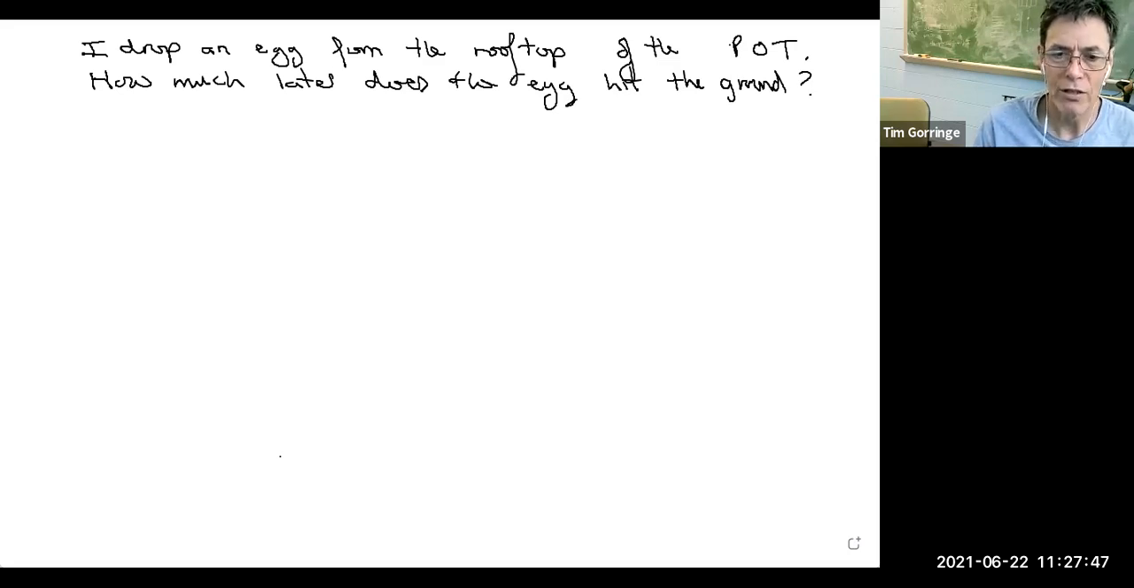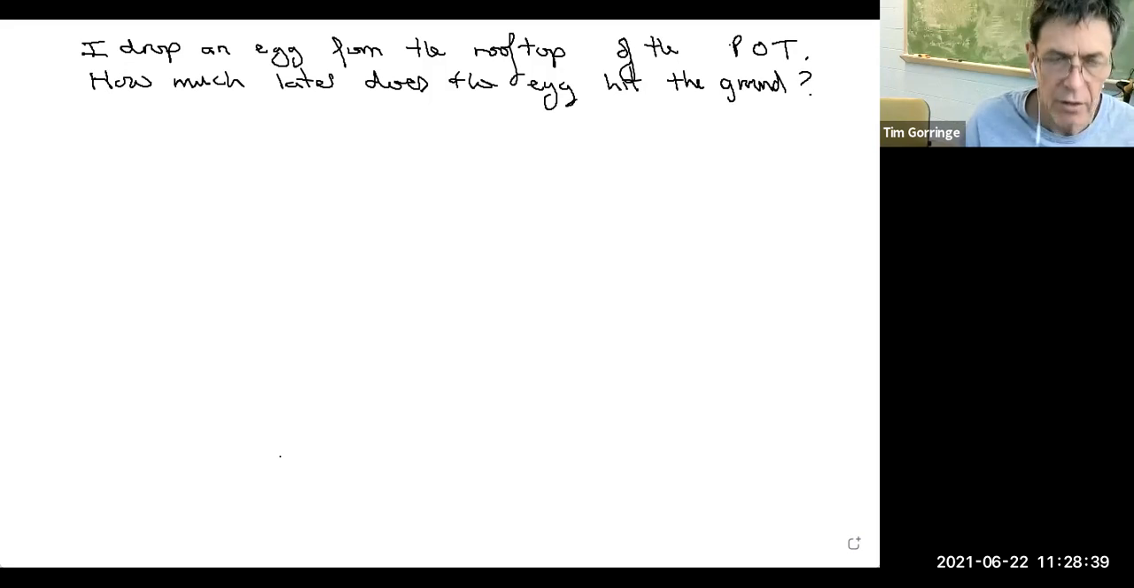What's important is that once you make that choice of up being positive or down being positive, you stick with that choice throughout your calculation. When you're working with displacements or velocities or accelerations, all those displacements, velocities, accelerations have to be consistent with your choice. So let's see how that works with a problem.